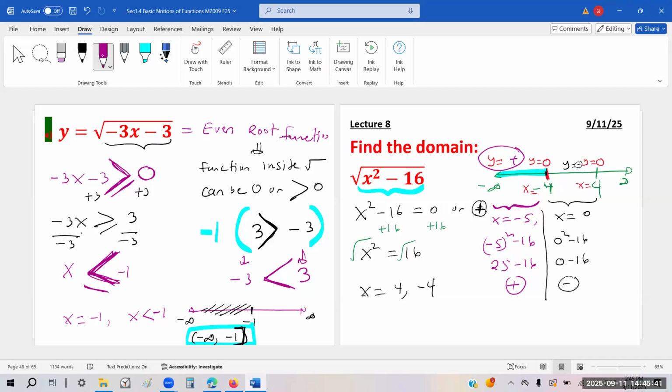Well, if it makes your life easier, let's do this. So you can see why we care. Because this is our y. Do you have a problem? Negative inside the radical. So we cannot take anything from negative 4 to positive 4. Negative 4. Positive 4.